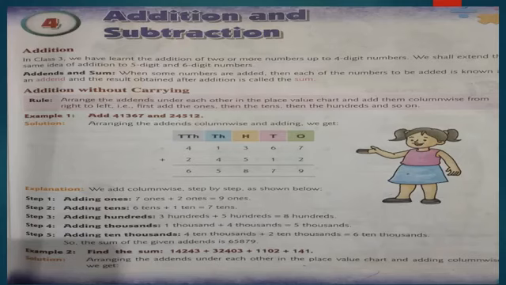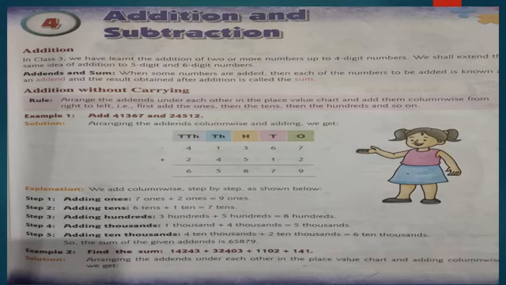So first I am going to explain what are addends and sum. So children, when some numbers are added, then each of the numbers to be added is known as an addend, and the result obtained after addition is called the sum. So first we will do addition without carrying.